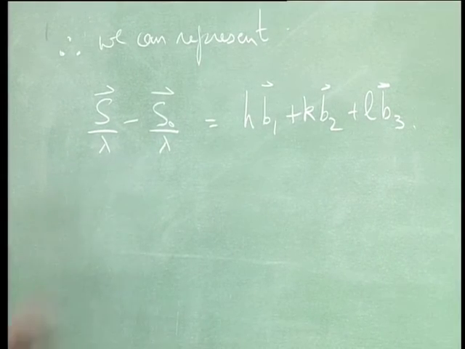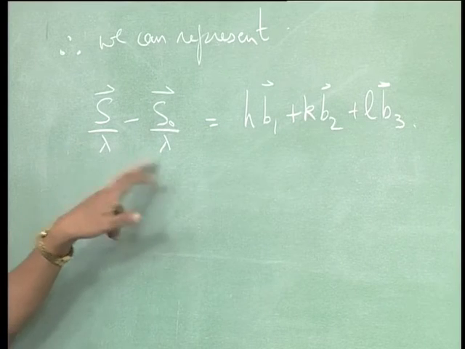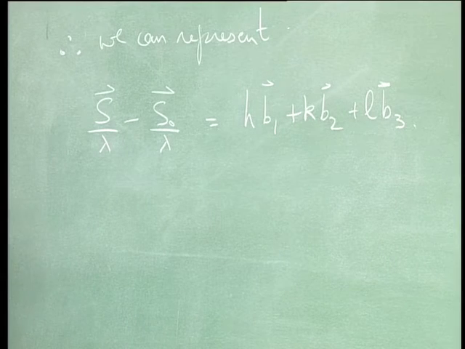Okay. So this can be represented in reciprocal space, that is all we are saying, because it has all the attributes to fit into reciprocal space. Now there is a very important point that we need to note here.